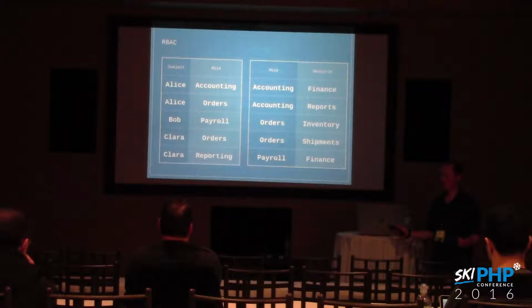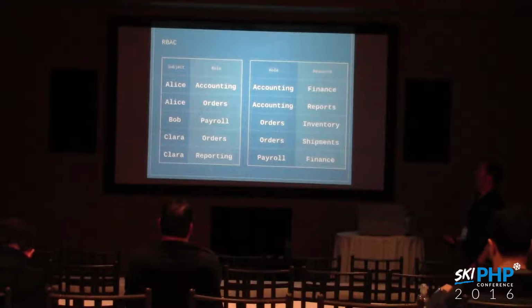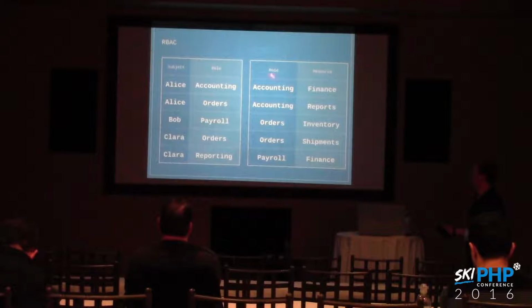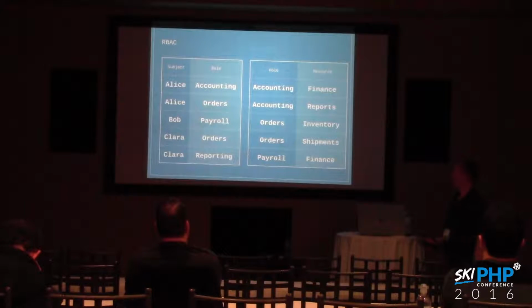So, getting into the tables again, there are examples here. Alice is in accounting and orders, Bob's in payroll, Claire's in orders and reporting. The roles are assigned out, so this role gets this resource, this role gets this resource, and so on. And so as long as Alice is in accounting and accounting has finance, then she gets the finance resource.